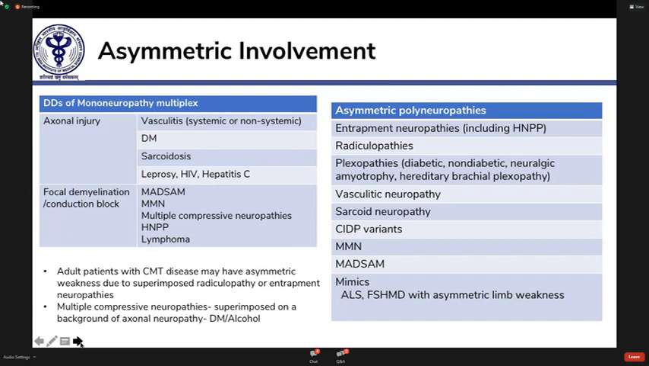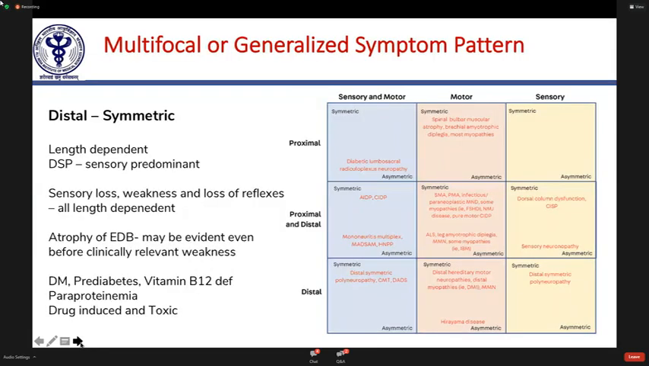An adult patient with CMT may have asymmetric weakness, probably because they have a superimposed radiculopathy or entrapment neuropathy. So multiple compressive neuropathies can occur in a predisposed individual. For example, diabetic neuropathy or alcohol neuropathy can have multiple compressive neuropathies.